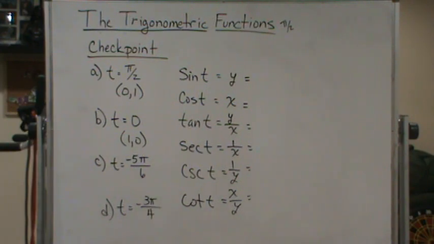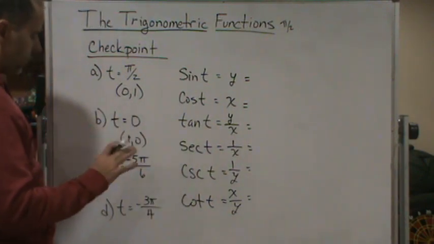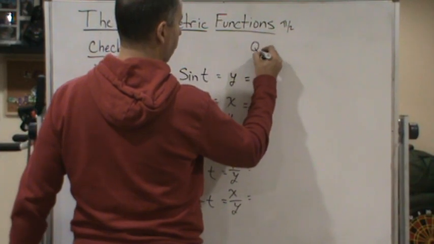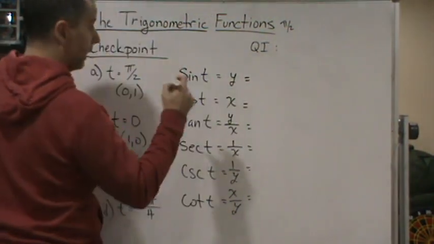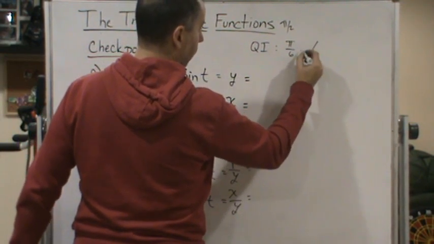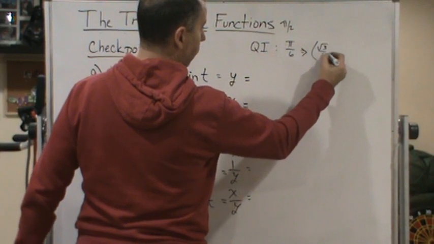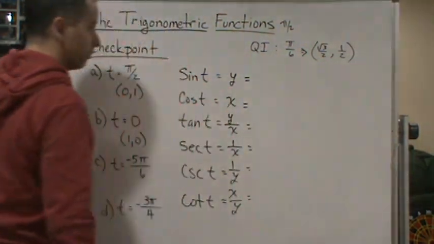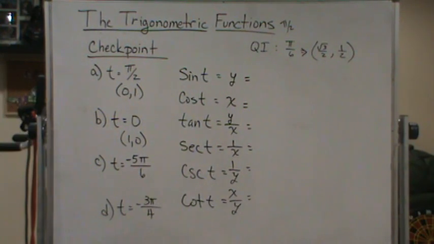So think about it. If you look at the 30-degree angle in the first quadrant, Q1, the 30-degree angle, or pi over 6, implies that we're going to have square root of 3 over 2, 1/2, right? Okay.